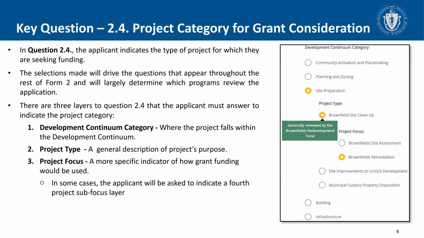So after you choose a project type, you'll be asked to choose a project focus. While the project type is centered on the goal of the project, the project focus describes how funds would actually be used. So again, in the example on the screen, you can see that if the application received an award, funds would be used to conduct remediation of a brownfield site, as opposed to site assessment, both of which are eligible uses of funds through the Brownfield Redevelopment Fund.